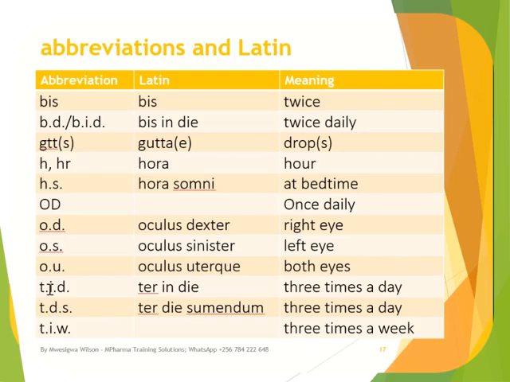So TID, ter in die, 3 times a day, or TDS, ter die sumendum, 3 times a day. Because for us it is usually TID and TDS, but if you try to replicate them in English, they don't come out. TIW, three times a week.